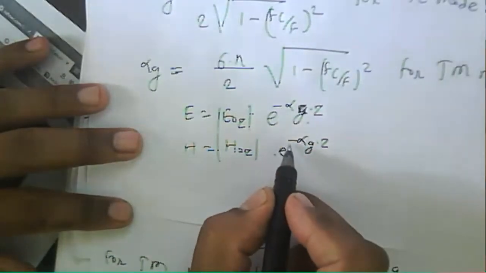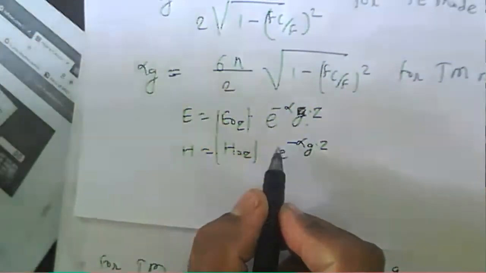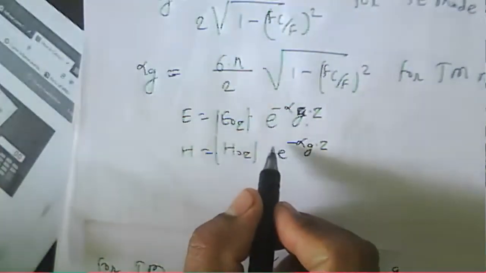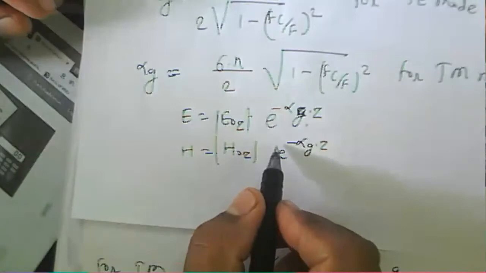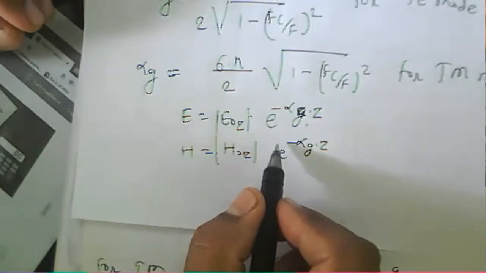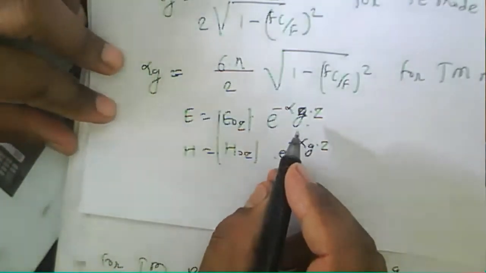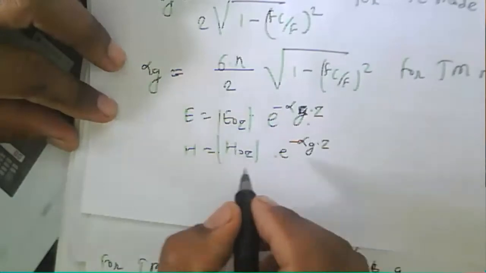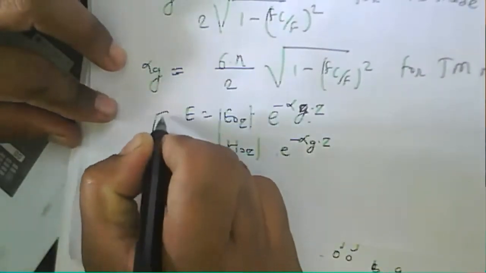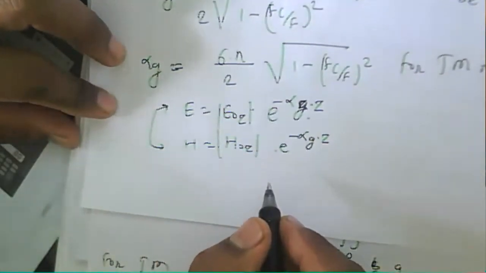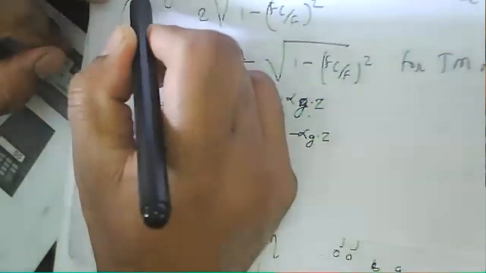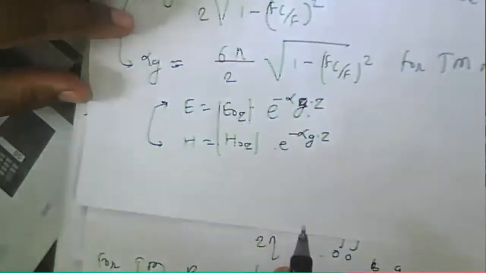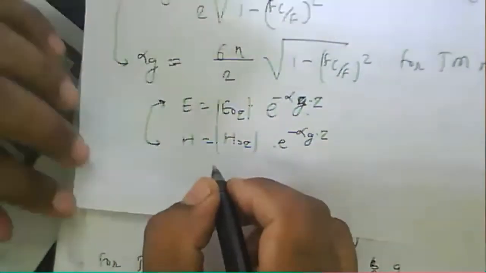Minus means what? This is about your forward propagation. Your wave is propagating in a forward direction. So that's why we can find out the power transmitted for a particular guide in terms of the electric field component and the magnetic field component. Similarly, we can find out the loss in terms of the electric field component and the magnetic field component.